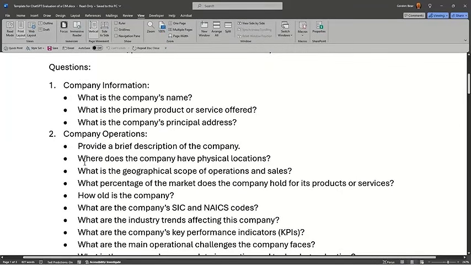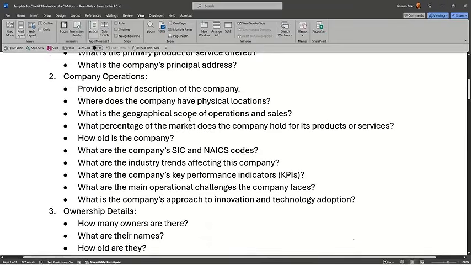So it will take all of that and boil it down into a brief description of the company that tells you succinctly and clearly what is this company, what does it do. Where does the company have physical locations? So they may have 3 locations, they may be in different cities, whatever it is. If that's in the CIM, it'll tell you that here. What is the geographical scope of operations and sales? It only does business in Denver, or it does business anywhere in the Western United States, or it does business all over the country or internationally. It'll tell you what the scope of the business is in terms of its reach.